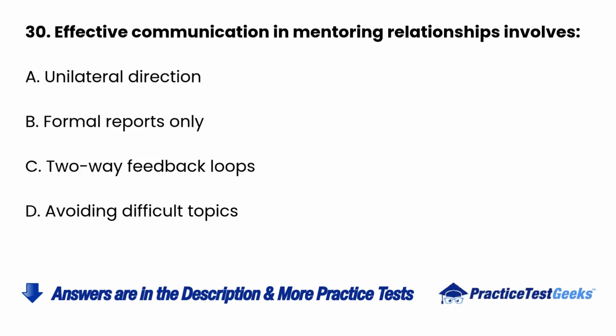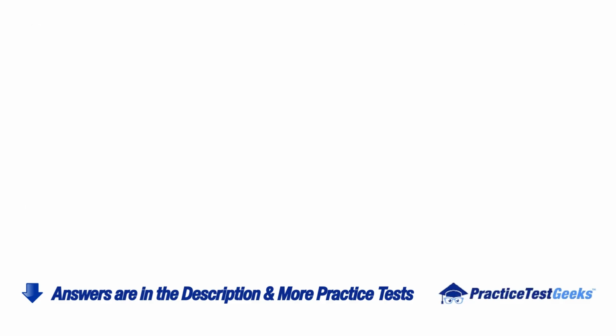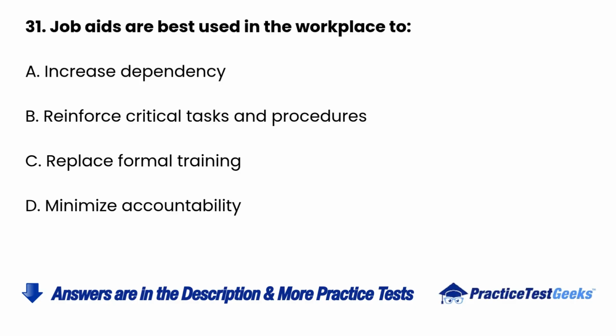30. Effective communication in mentoring relationships involves: A. Unilateral direction. B. Formal reports only. C. Two-way feedback loops. D. Avoiding difficult topics.